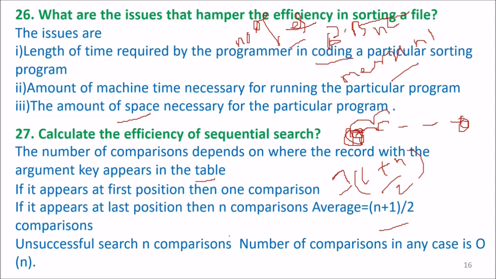Unsuccessful search, of course: we will start from here, reach the endpoint, that is the nth value, and find that the number is not there. So this is the sequential search failure. That will also take us to n values, so we'll have a comparison of n values. The efficiency will be order of n, because n will be compared.